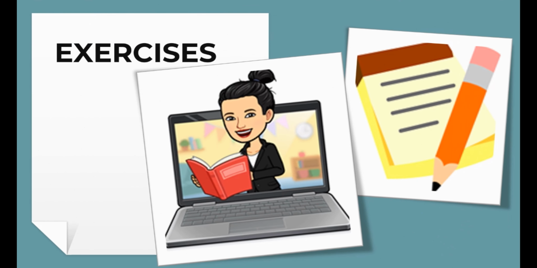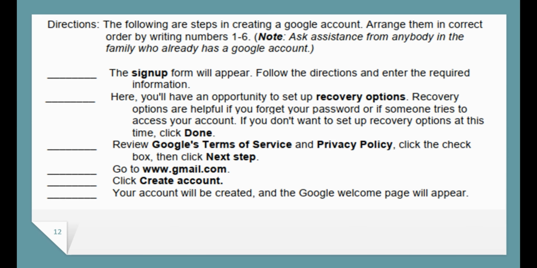Now let's apply what you just learned by doing some exercises. Go to page 2 of your home task. The following are steps in creating a Google account. Arrange them in correct order by writing 1 to 6. Ask assistance from anybody in your family who already has the Google account. Are you ready? Let's go!